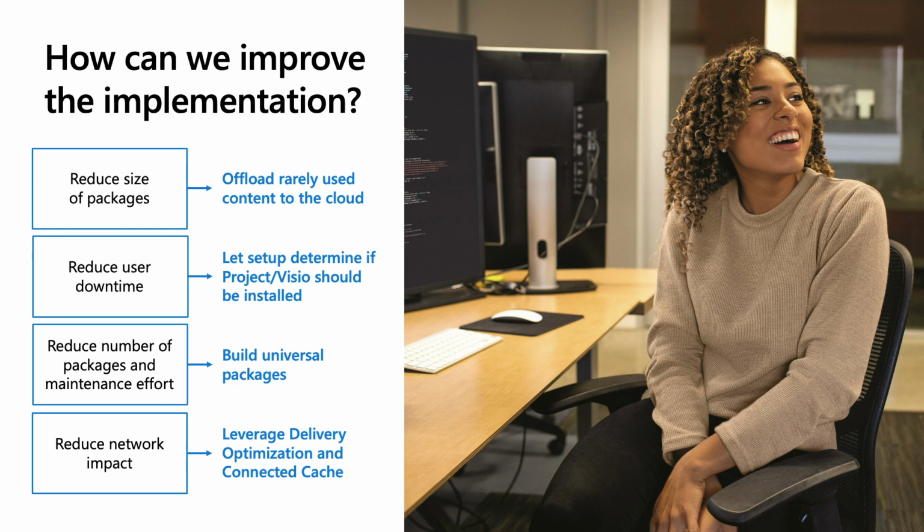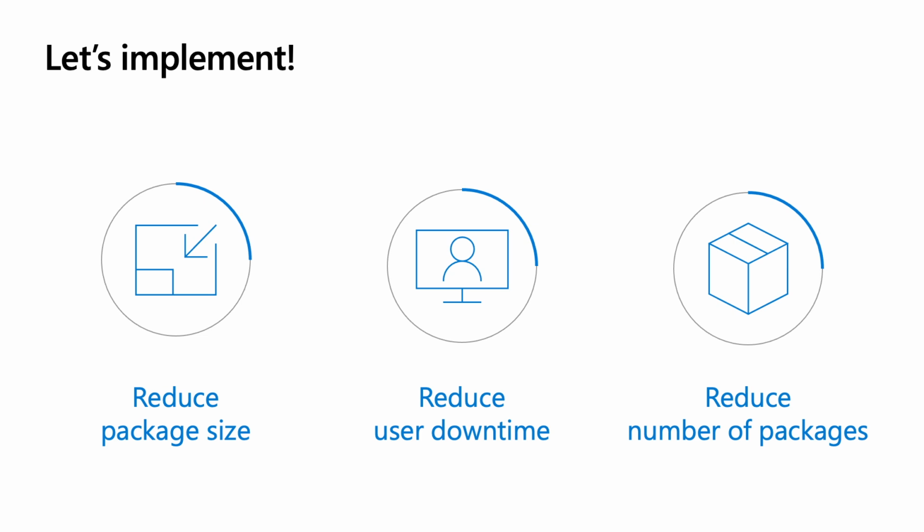And all these improvements, so single pass install, reduced number of packages, smaller packages, of course is already saving a lot of network bandwidth. But there are still additional ways like delivery optimization and connected cache, how we can bring down the network bandwidth consumption. So these 3 steps: reduce the package size, reduce the user downtime, and reduce the number of packages. We will look into these individual steps now. So let's go and implement something.